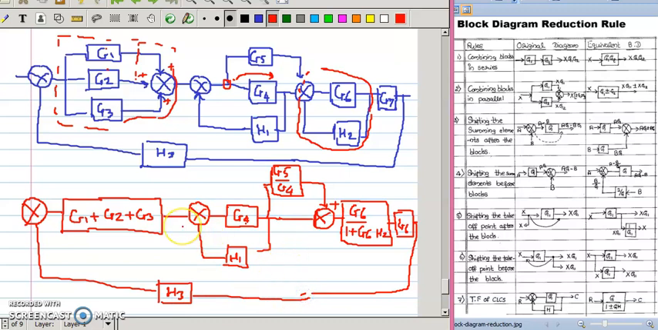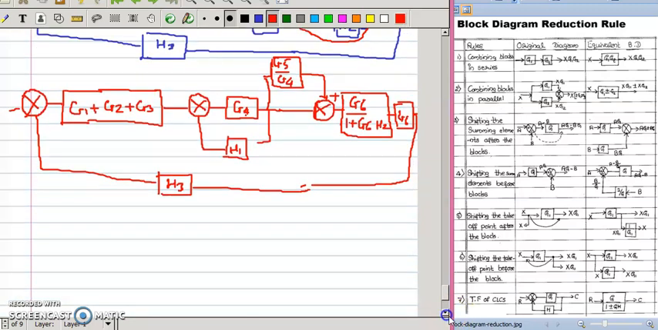Okay, see, in the first step only we are doing 3 steps combined. We merge this G1, G2, G3 in parallel combination. We just shift this takeoff point after the G4 block, and we use here elimination of feedback rule, right? Let's move on to the next step.